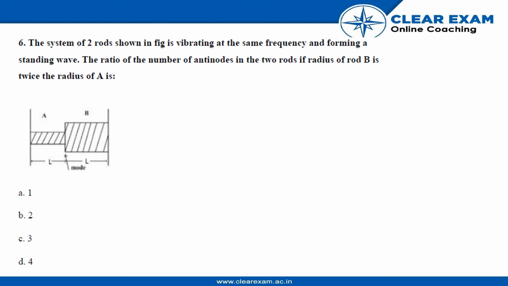So question 6: the system of two rods shown in the figure is vibrating at the same frequency and forming a standing wave. The ratio of the number of antinodes in the two rods, if the radius of rod B is twice the radius of A. Okay, so here first let's see what are the given conditions.